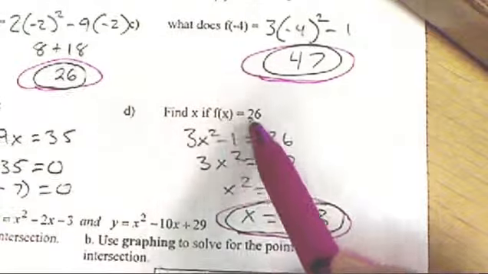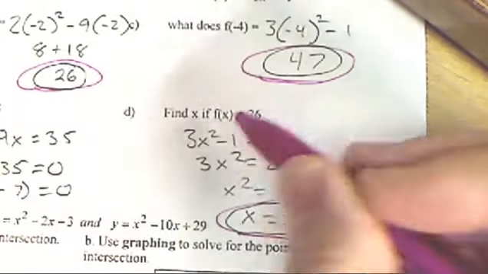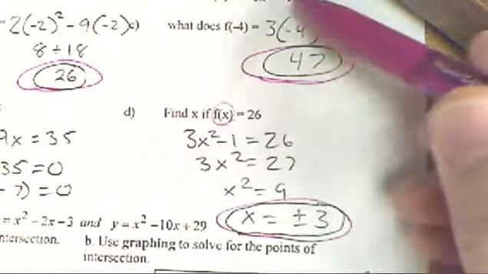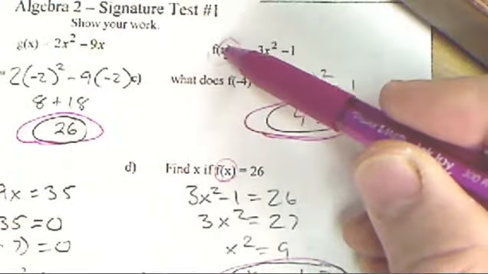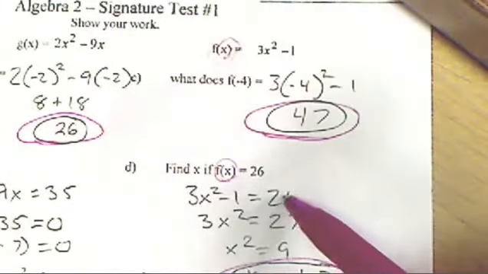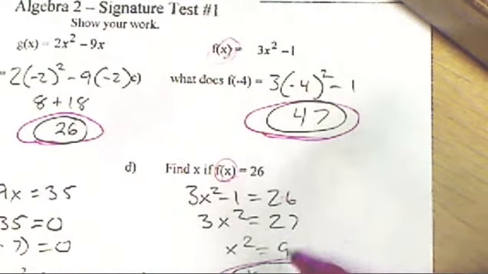F of x is equal to 26. So if f of x is equal to 26, you just replace that with 26. So that's what I did. My f of x is now 26, and then I just solve. When you take the square root to solve this, you have to look at the positive and negative answer, because -3 squared is also 9.